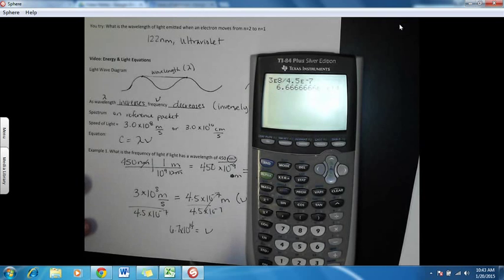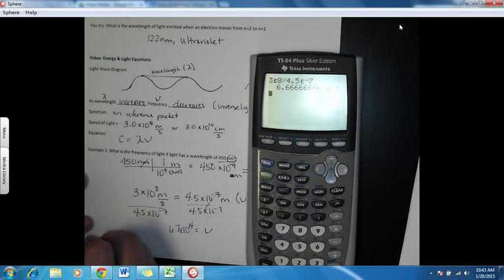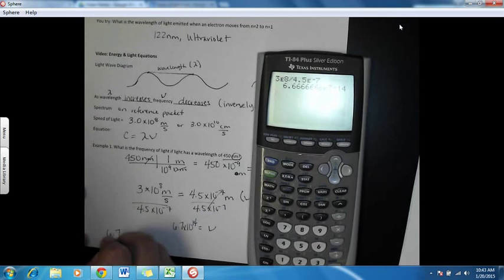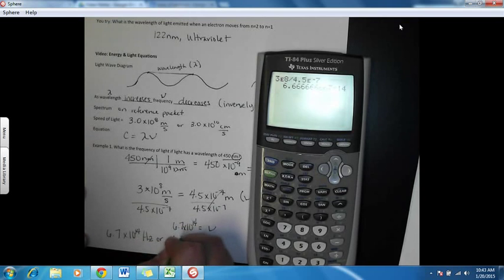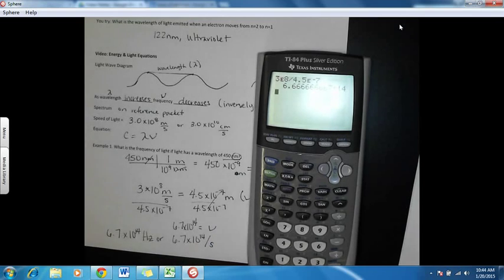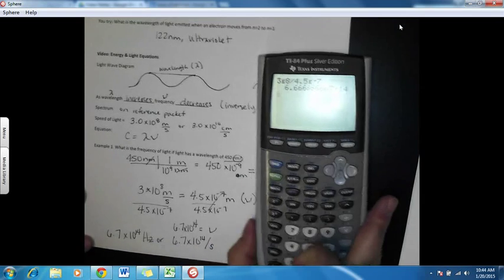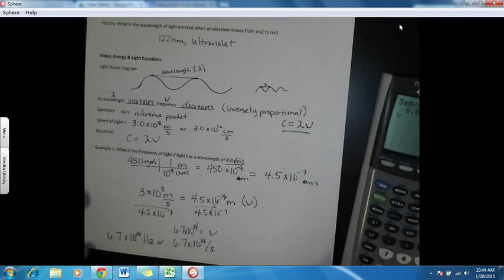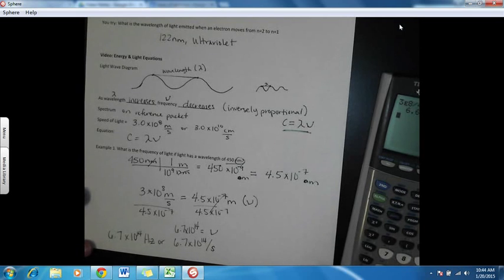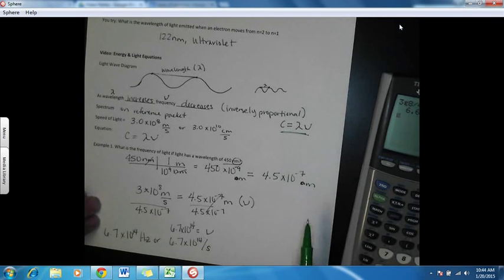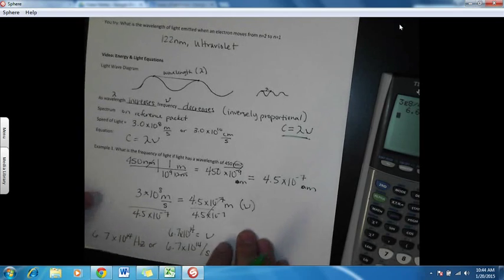Now the units for frequency we can write in two different ways: as hertz, which is Hz, or per second, per s. Either one of those is the unit for frequency. And again, frequency is the rate at which the wave moves.